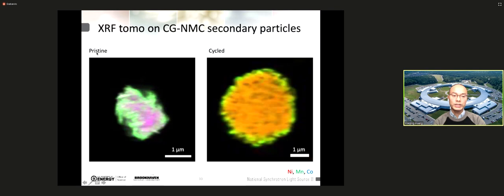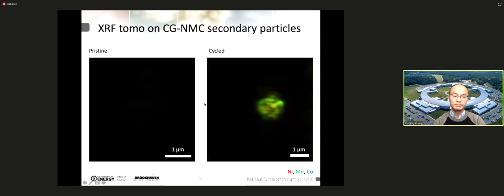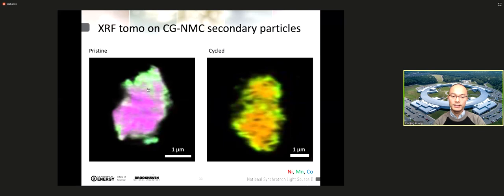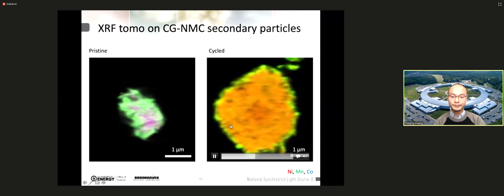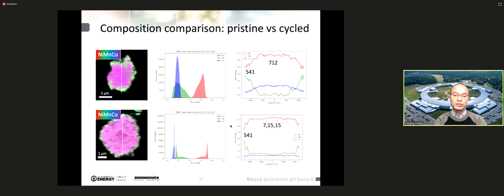We measured one pristine sample and one cycled sample, and those are the obtained fluorescence contrast images. And now we can see very clearly the core shell structure in both cases. And if we take a closer look at the elemental distribution, we can see for the pristine sample, the overall ratio of these three elements is about 6:2:2. And for the cycled sample, it changed slightly to like 7:2:1.